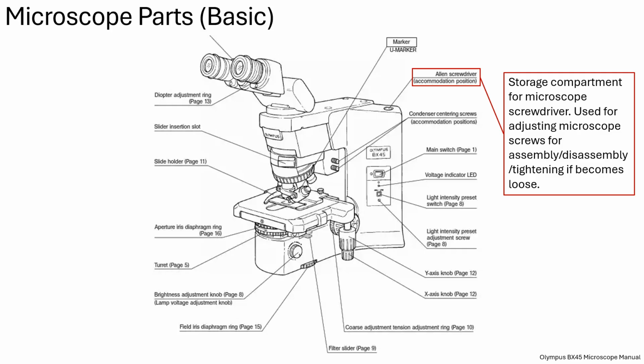The Allen screwdriver is needed for microscope assembly, disassembly, and when the screws become loose. This is stored either at a compartment at the top of the frame or in a hanger behind the scope.